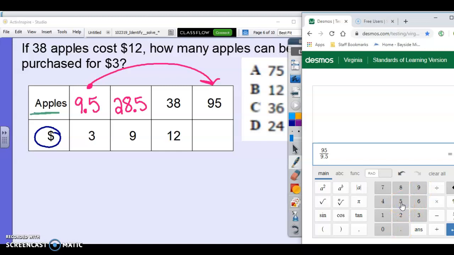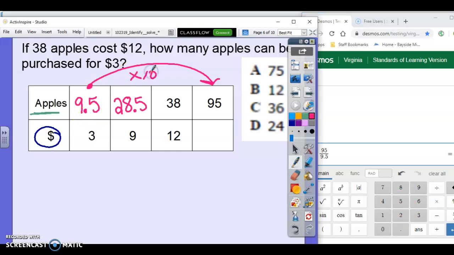It's 10. So that means if you multiply 9.5 times 10, you get 95. So we're going to come down here, multiply by 10, and the answer should be 30. So there's your box completely filled in.